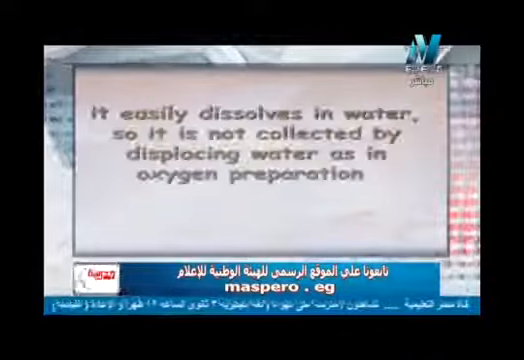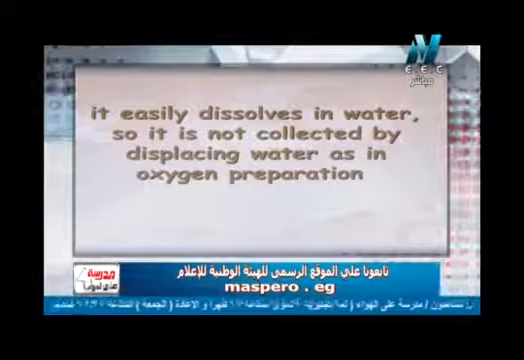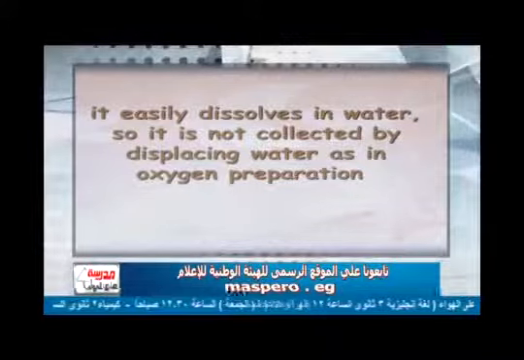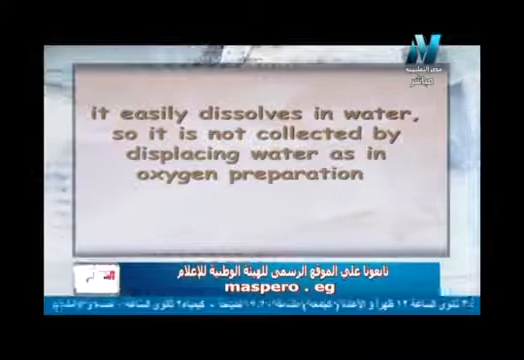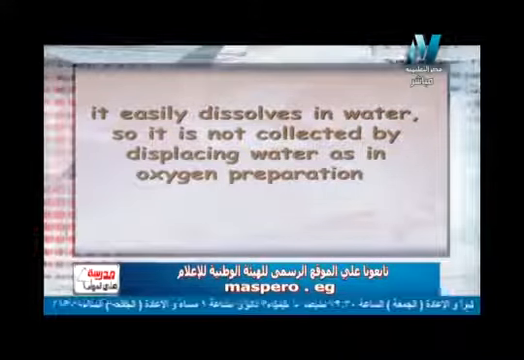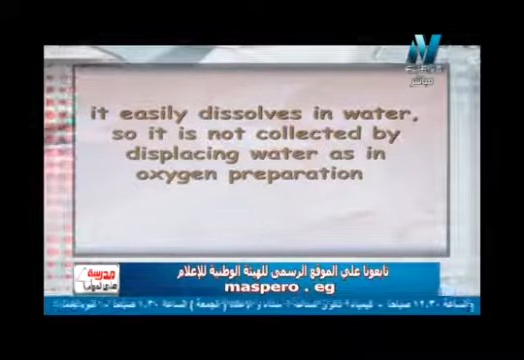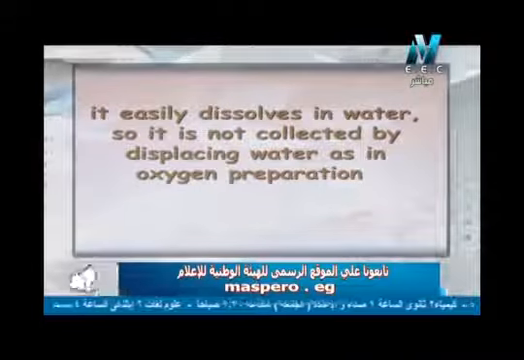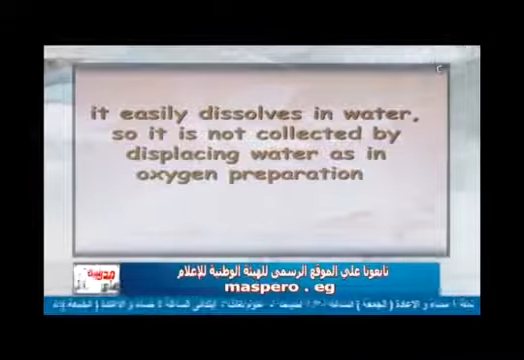Another property, it easily dissolves in water. سهولة قوي قوي بيدوب في المية. So it's not collected by displacing water as in oxygen preparation. يعني ما ينفعش خالص استخدم المية عشان اجمع بيها الكربون دايوكسيد لان هو already بيدوب في المية جدا.